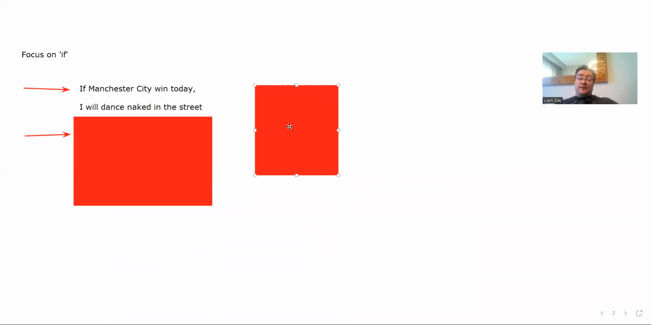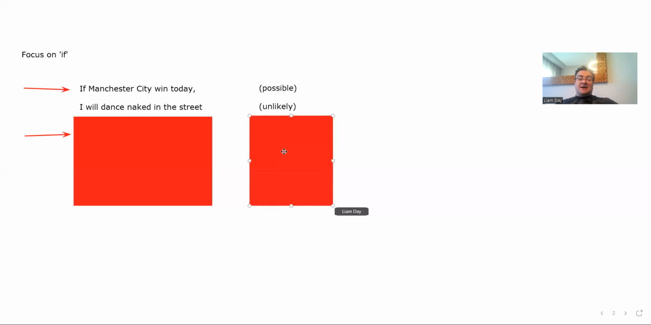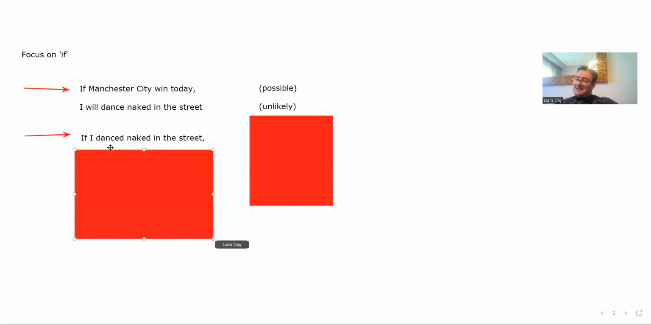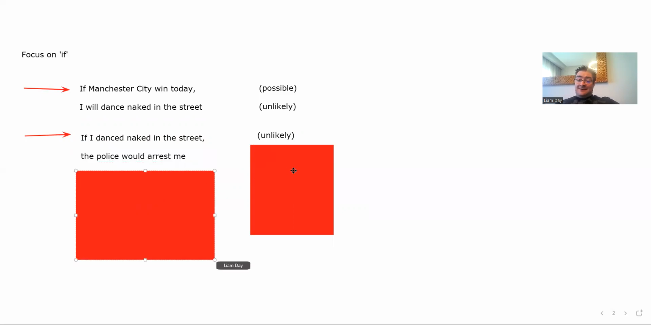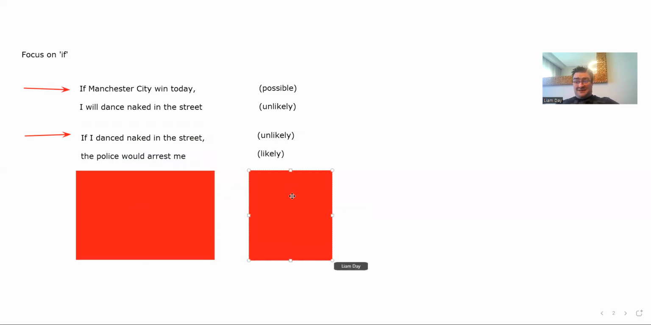So here we go. If Manchester City win today, I will dance naked in the street. Now, the fact that this is very unlikely does not matter. You've got to focus on the if part of the sentence. To show you the difference, if I danced naked in the street, now I'm talking about something that is very unlikely, you'll be happy to hear. And therefore, I'm choosing the second conditional. The fact that the police would arrest me is likely, probably certain, doesn't really matter. You've got to focus on the if part of the sentence.